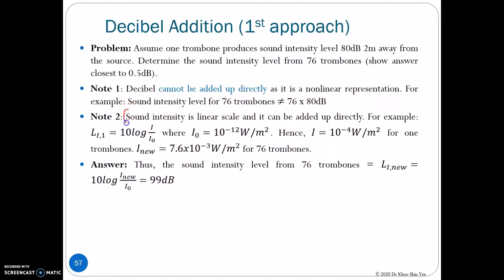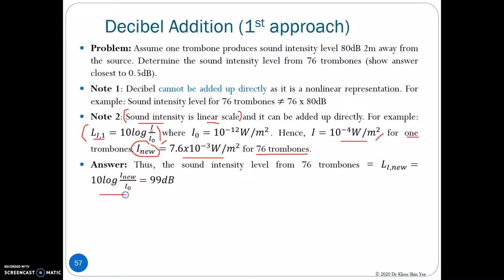So you can see that we can add up the sound intensity because it is a linear scale. First of all, we convert the sound intensity level into sound intensity by using this formula. And you should obtain this answer. And this is the sound intensity for one music instrument. For 76 music instruments, you can just multiply by 76. So this is the new sound intensity result for 76 music instruments.